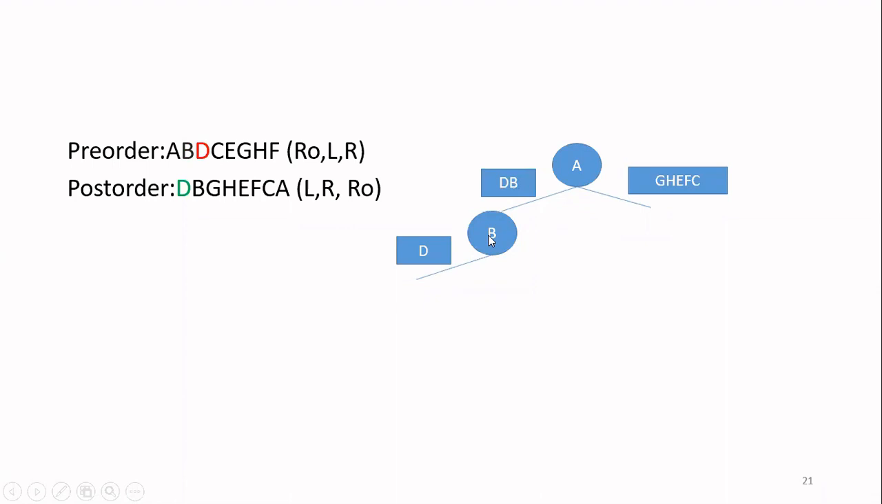So for that, what is the step I told? Once you fix the root, that is, I fix the root as B, you should go to the pre-order. Then you see what is the successor of this particular root. So the successor of the root is D.